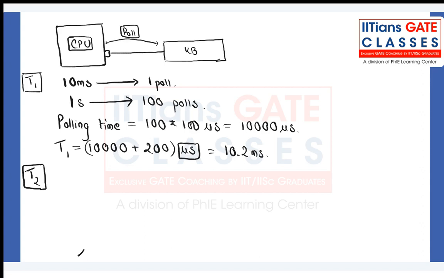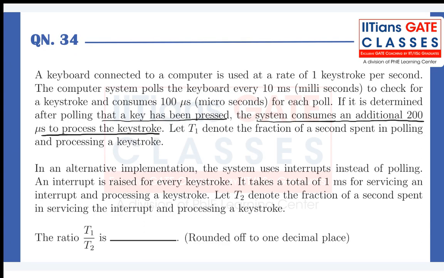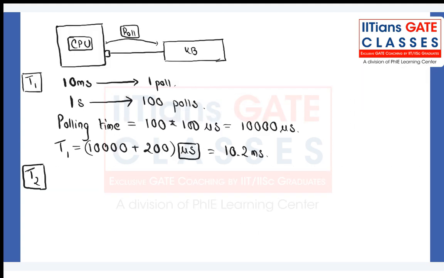Now you might ask me, hey, the keyboard, didn't you consider this at all? The keyboard is connected to a computer and is used at a rate of one keystroke per second, right? Didn't I move everything to a second? 10 milliseconds is taken by one poll, so 1 second takes 100 polls, and that is the rate at which the keyboard is also occurring. That's why I brought the rate to the same level, to 1 second. So now this 200 microsecond is to process one keystroke. Okay, fine.